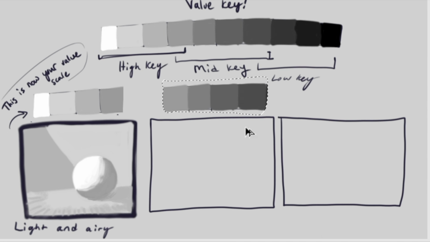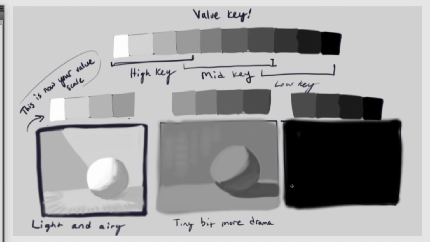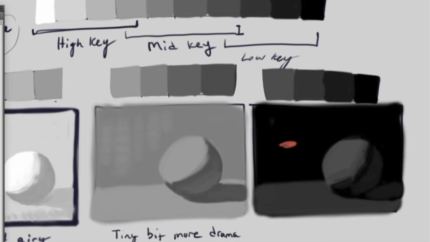Mid-key is when, you guessed it, the cluster is mostly in the middle of the value scale. This is more general sort of grouping. And low key is the very bottom, very, very dark. Instead of a light, airy feel, it's a bit more suffocating by how heavy it is. It's very moody. You can use this for mysterious or even spooky artwork. Again, keep in mind to keep the values separate, even though they're in a group, if you want them to be clear, that is.